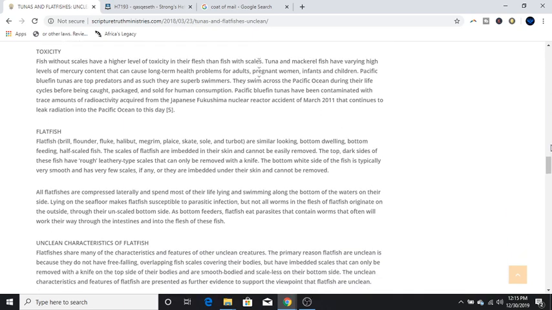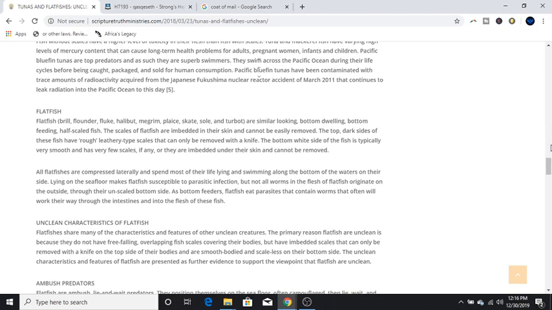Toxicity. Fish without scales have a larger level of toxicity in their flesh than fish with scales. Tuna and mackerel fish have very high levels of mercury content that can cause long-term health problems for adults, pregnant women, infants, and children. Pacific bluefin tunas are top predators, and as such they are superb swimmers. They swim across the Pacific Ocean during their life cycles before being caught, packaged, and sold for human consumption.